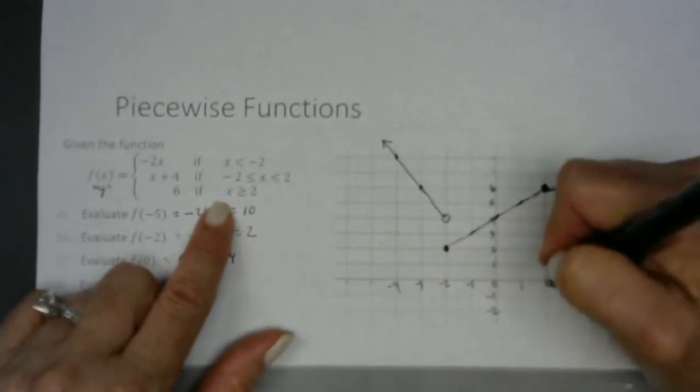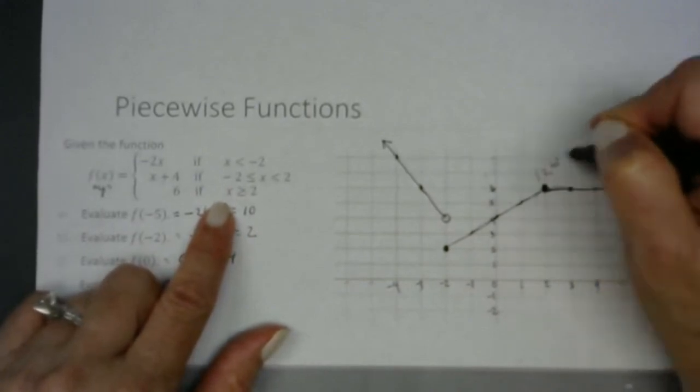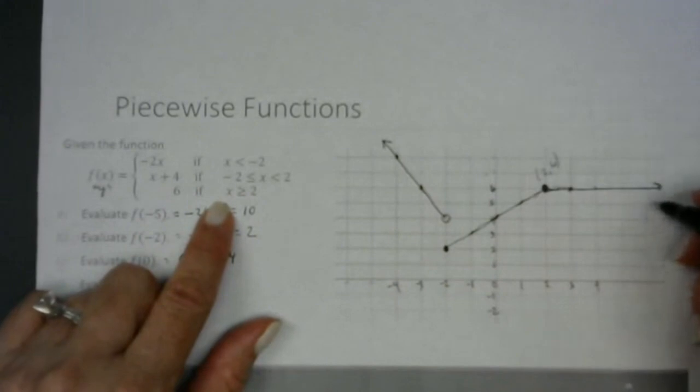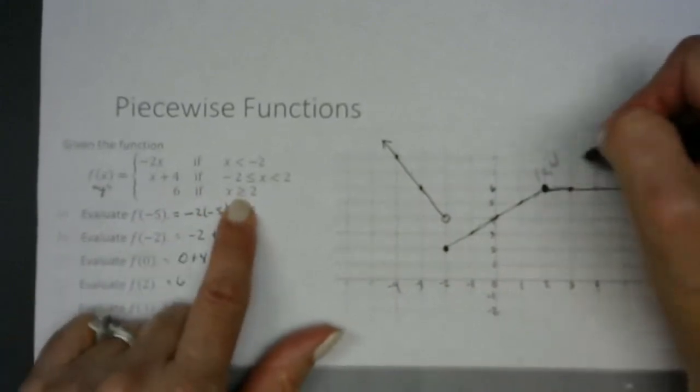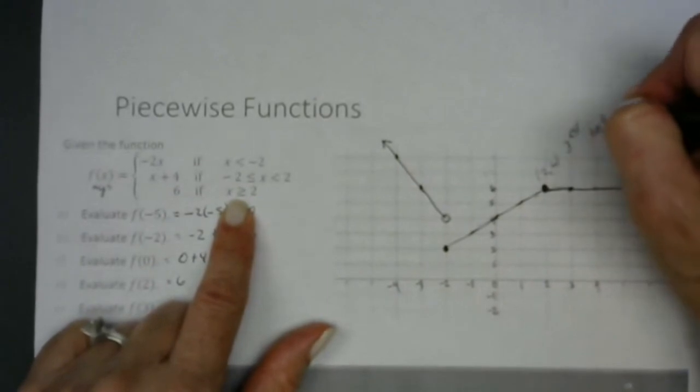Okay, so that point right there with the coordinates of 2, 6 is on the graph, but it's in the third interval, not the first one.